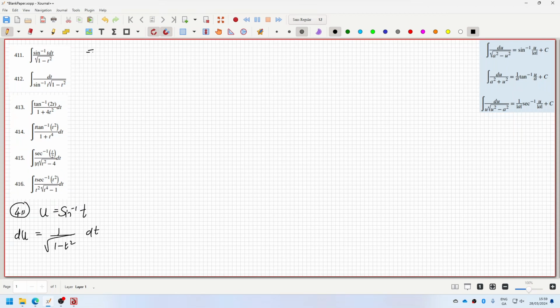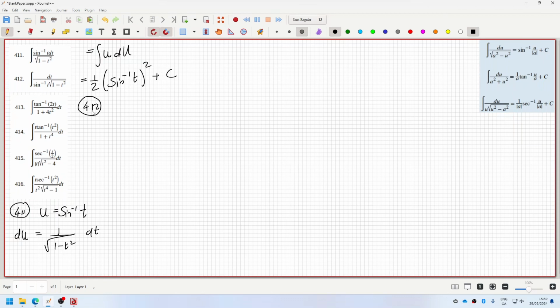So that means this integration would become sine inverse is u, and the t over that is du. So that would be a half u squared plus c.